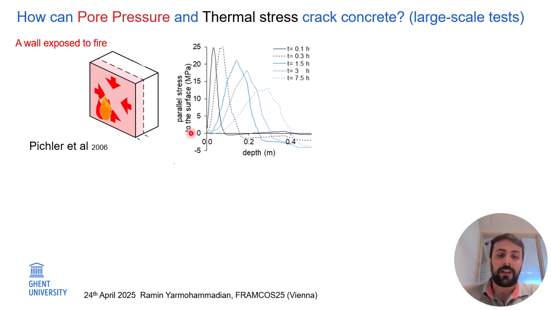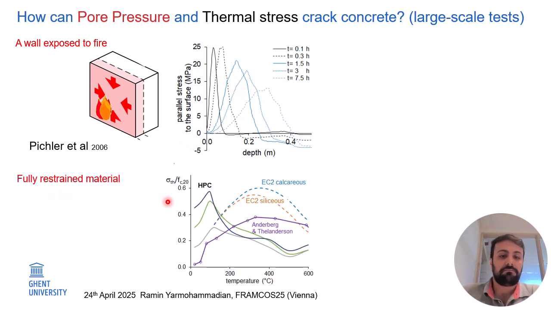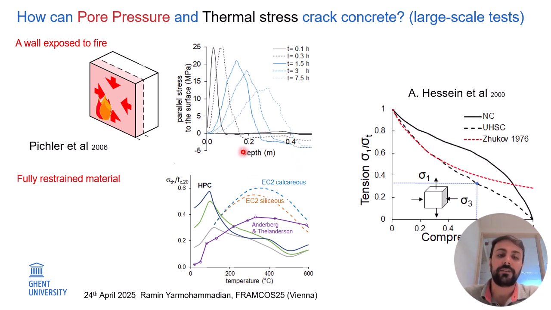And then this value is usually high, like in a fully restrained material, this can reach even 60% of compressive strength. And then how can we combine this biaxial compression in one direction with the instability in the other direction? So the answer might be here.